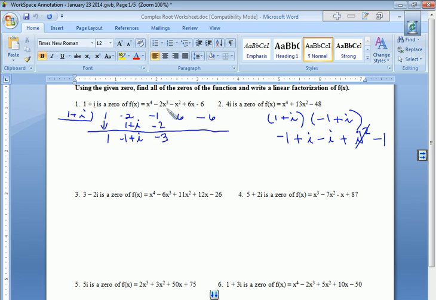And then we're going to multiply. So we do negative 3 times this term. So this gives us negative 3 minus 3i. And then we're going to add. So this gives us 3 minus 3i.